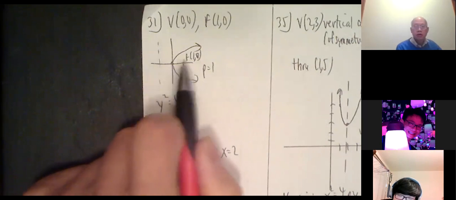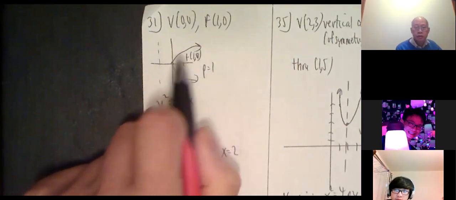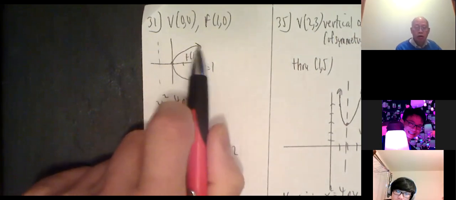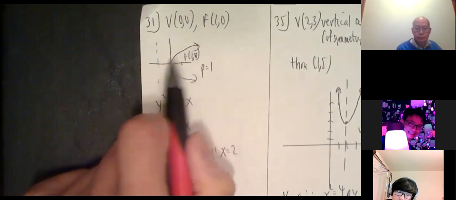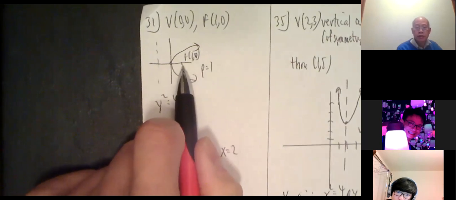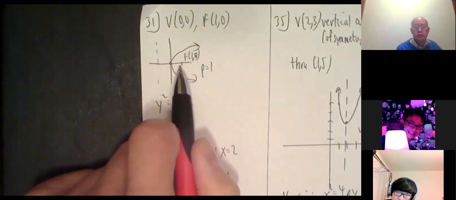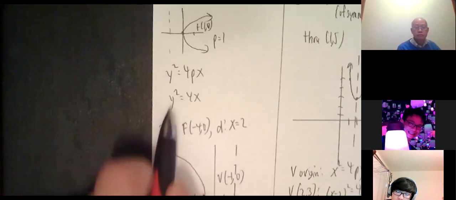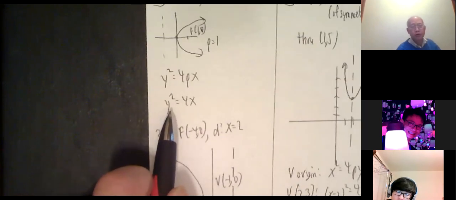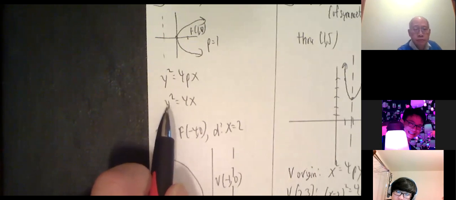Okay, vertex at the origin, focus is 1, 0. That automatically means the graph's going to go this way. It has to. Okay, so p is equal to 1. This is y squared equals 4px. p is 1. So there it is, just y squared equals 4x. That's all there is to it.